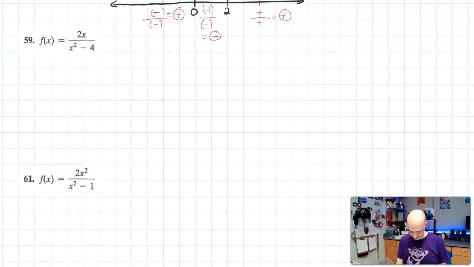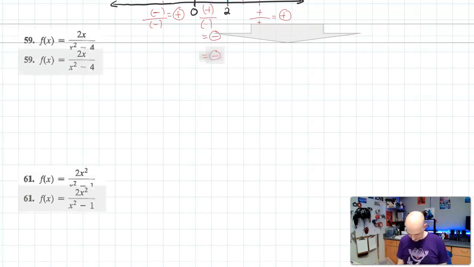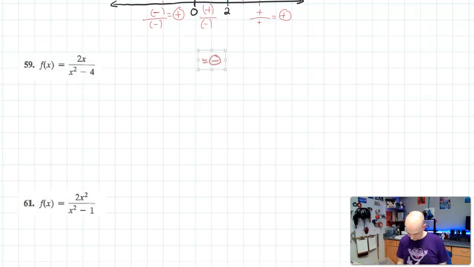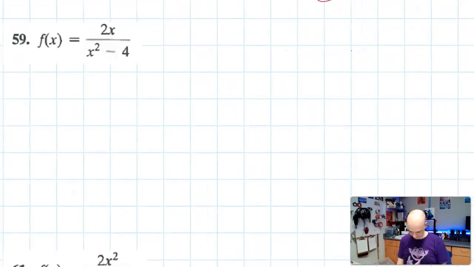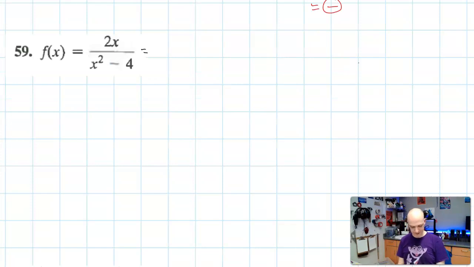2x over x squared minus 4. So we're starting to get more complicated factors here. I do need to factor the bottom here. So this is 2x over x plus 2, x minus 2. No holes.